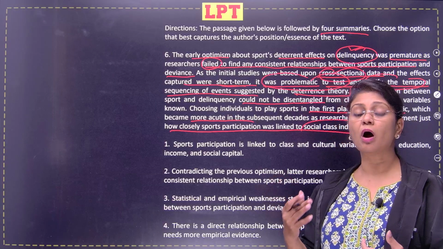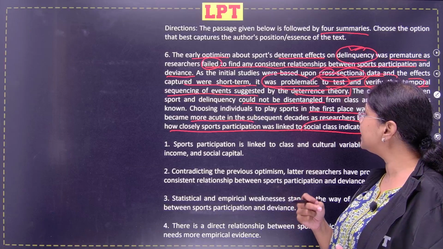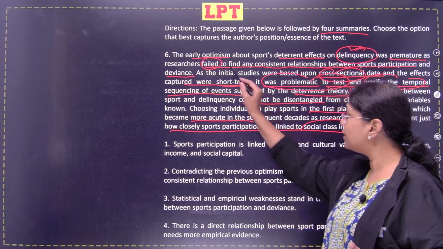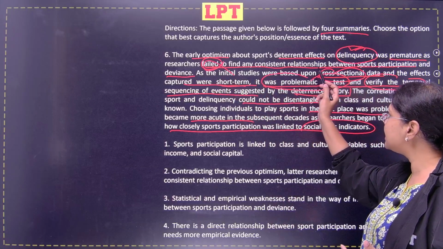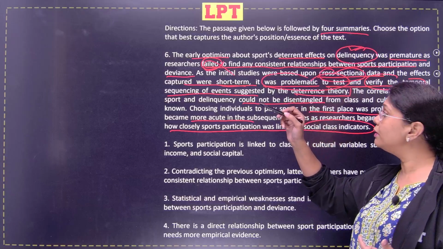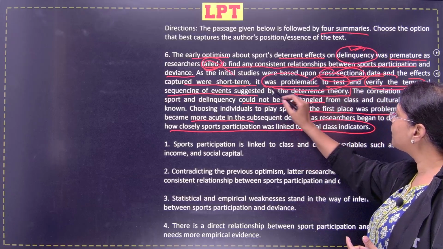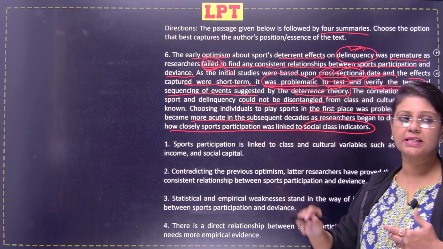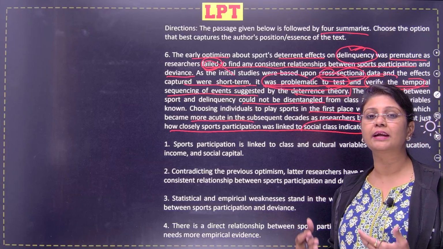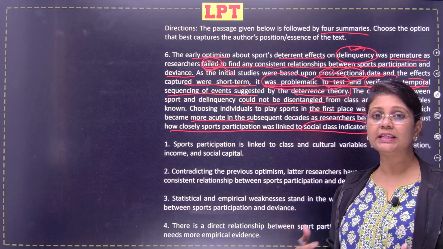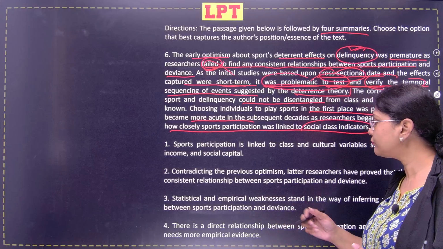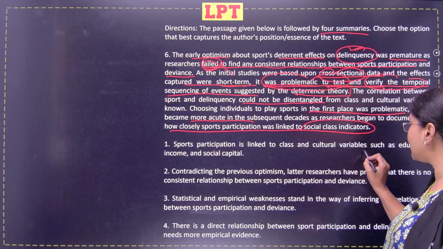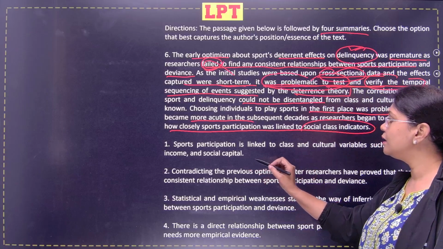So we were talking about the relationship between sports deterrent effects and delinquency. The researchers failed to find any consistent relationship between the two. And the problem was that it was problematic to test and verify the temporal sequencing of events suggested and so on. Let us go to the options and try to understand if we can find this information in a certain option. It says sports participation is linked to class and cultural variables such as education, income and social capital.